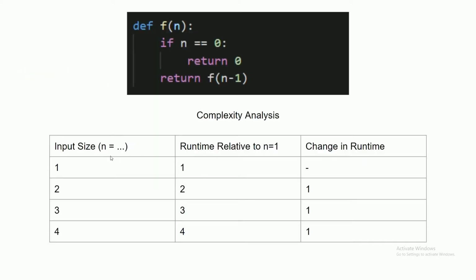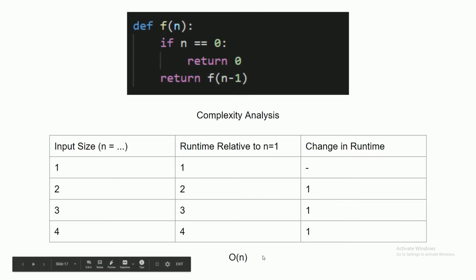So if we fill out the table here, it's going to be pretty straightforward. As we increment the input size by 1, we're going to be incrementing the number of recursive calls to f itself. So the change in runtime is going to be a constant 1 for every time we increment the input size. Just like the first method that we looked at, this is going to be running in linear time.